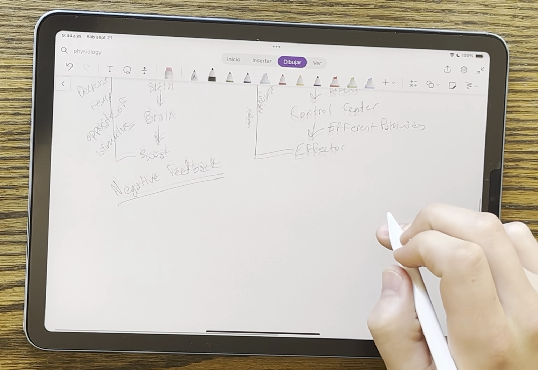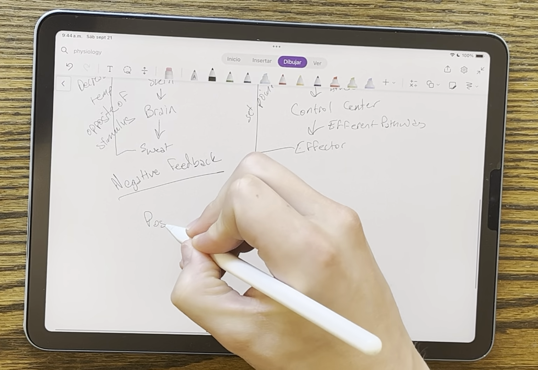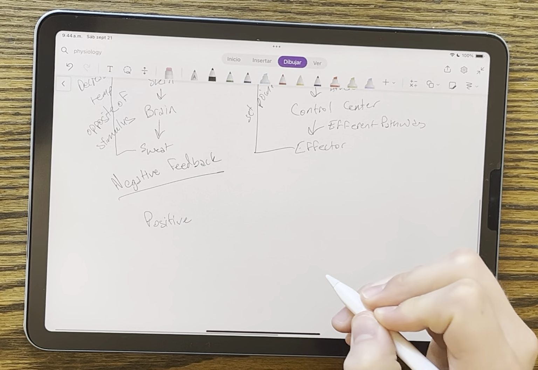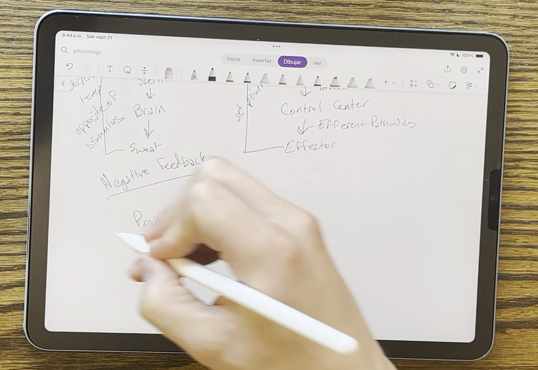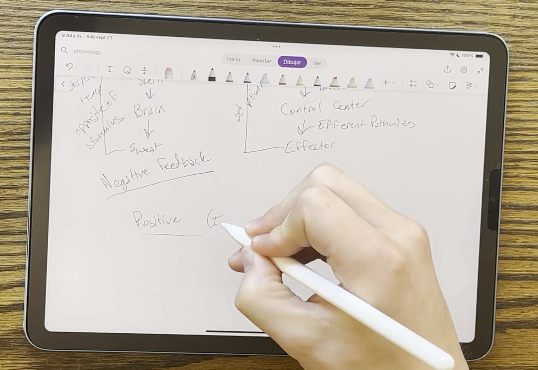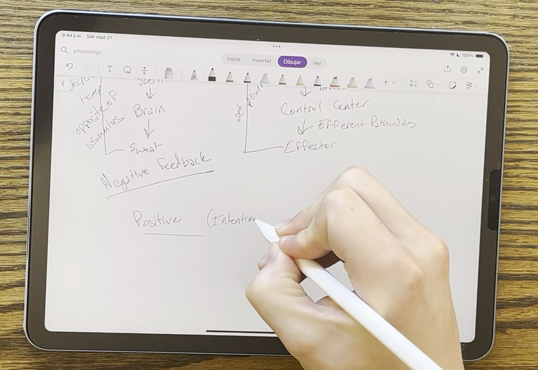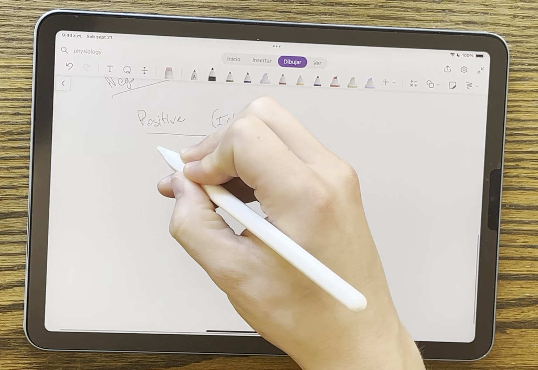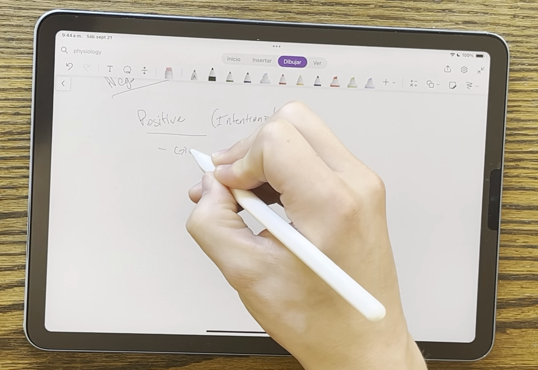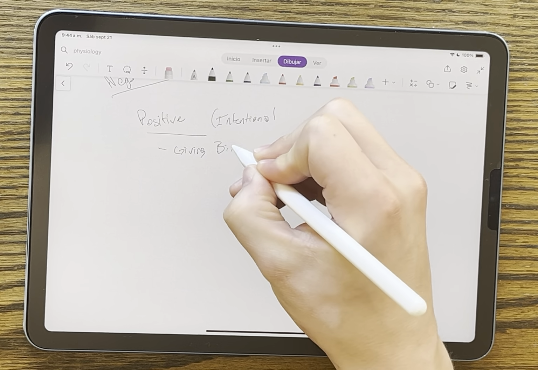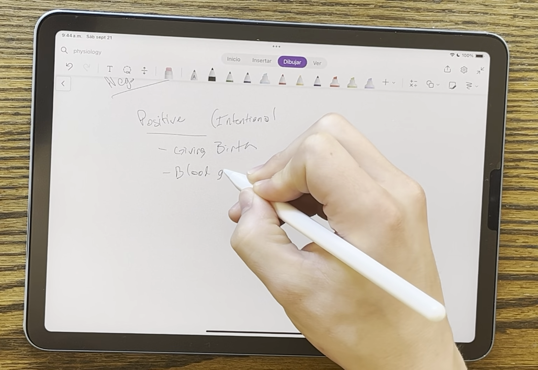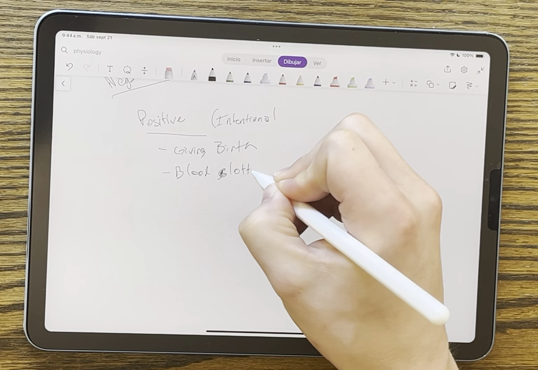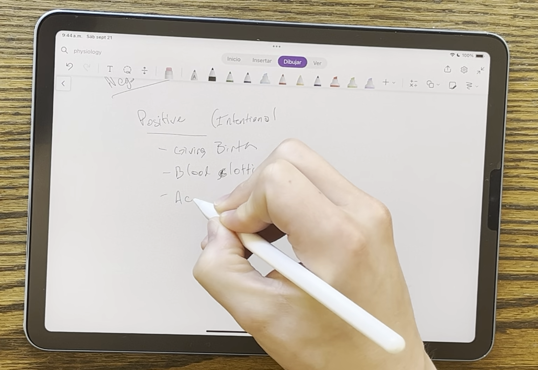However, there are some examples of positive feedback. We're going to talk about two types of positive feedback, intentional and unintentional. Some examples of intentional positive feedback are giving birth, blood clotting, and action potentials.